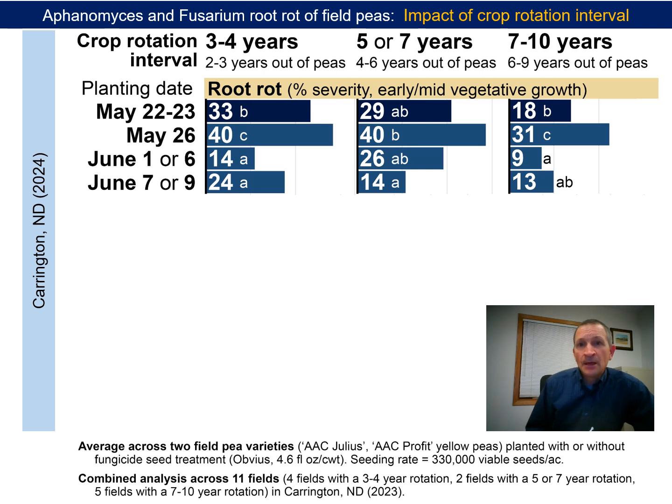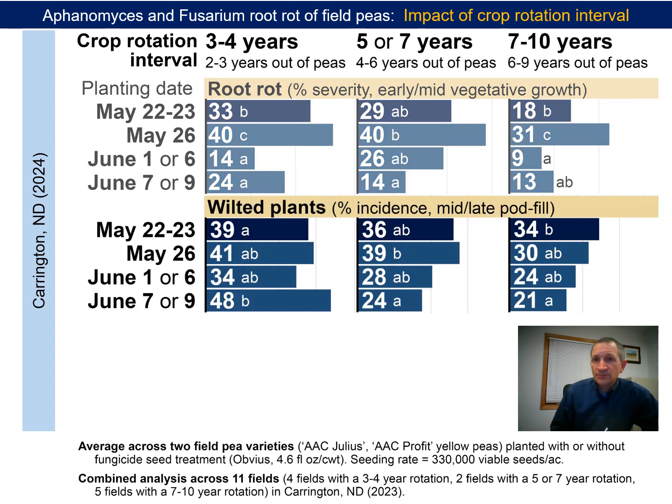Okay, all right, root rot severity. You can see that the root rot severity jumps around by planting date a little bit. That has everything to do with just how hot it was in the first 3 weeks after planting, between planting and when we assess root rot, 3 to 4 weeks or so. But what you can see is that crop rotation interval mattered. Okay, so the shorter the crop rotation interval, the more the root rot you had.